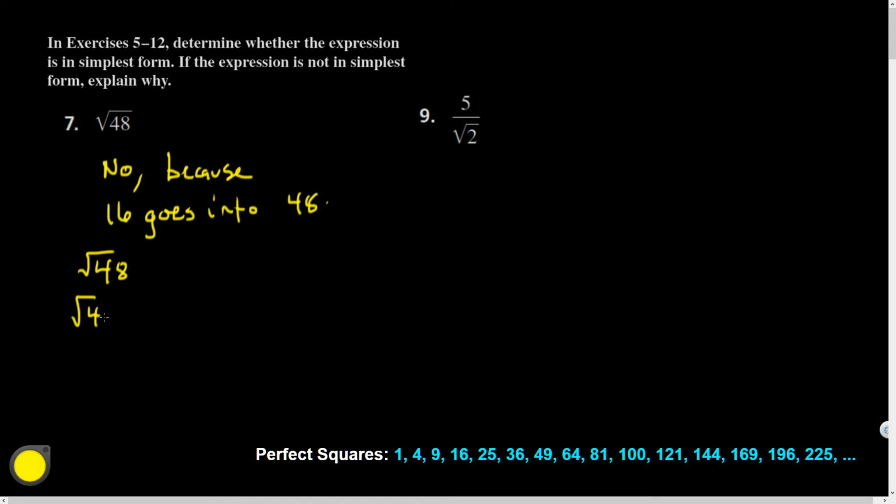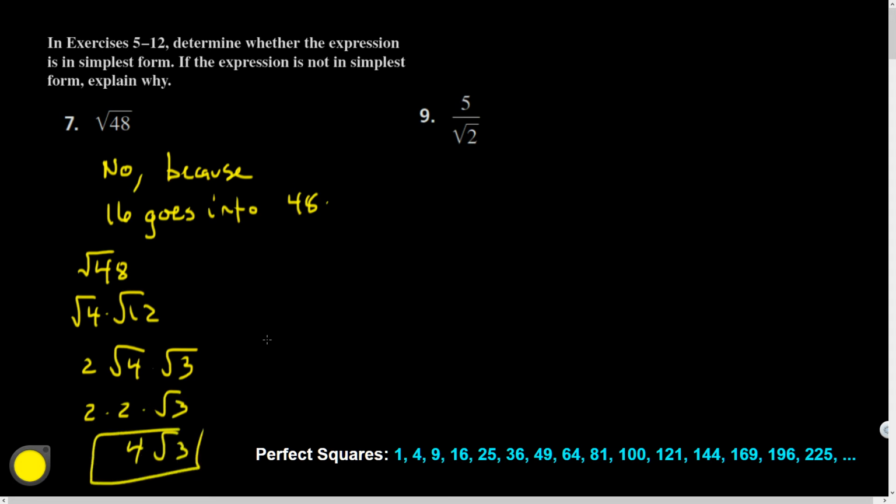If I broke this up into the square root of 4 times the square root of 12, I would have been like, aha, square root of 4 is 2. And then maybe I would have thought this was the answer, but no, because 12 can be further simplified. 4 goes into 12 3 times. And so I would have had 2 times 2 times 3. 2 times 2 is a total of 4.